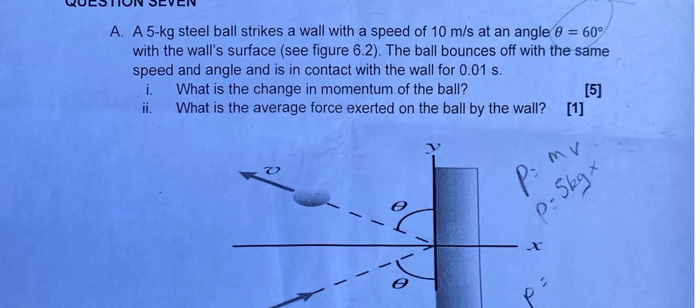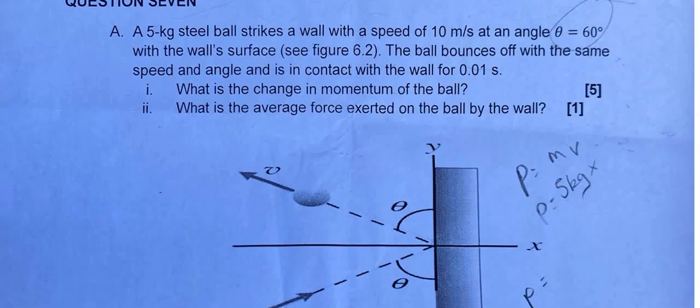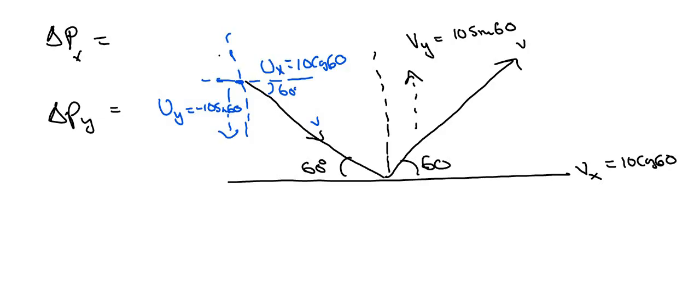The question here is specifically asking for the change in momentum of the ball, right? So we have to get the change in momentum in X, the change in momentum in Y, then get the actual change, the resultant change. So momentum is mass times velocity. The mass here is given to be 5 kg, so we'll just say 5.